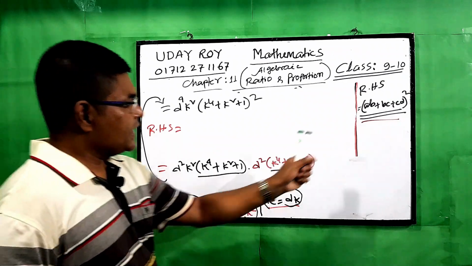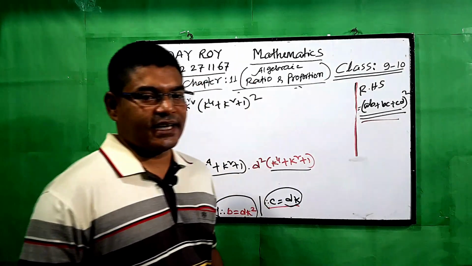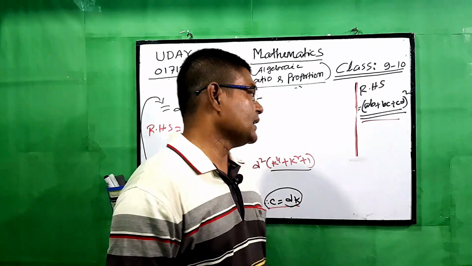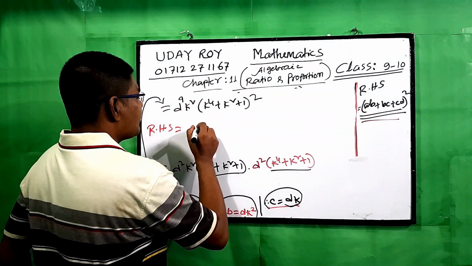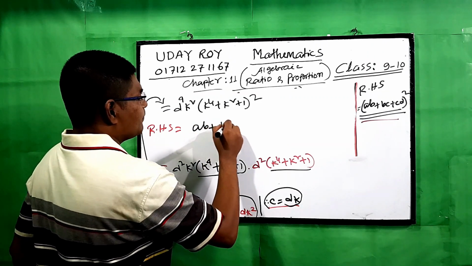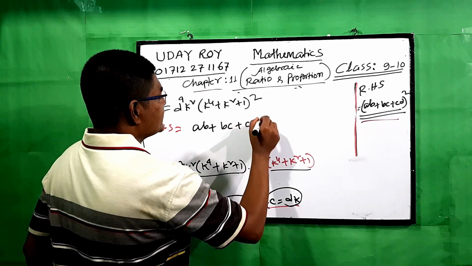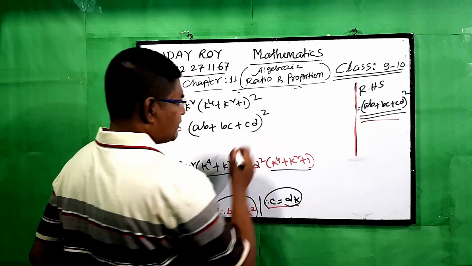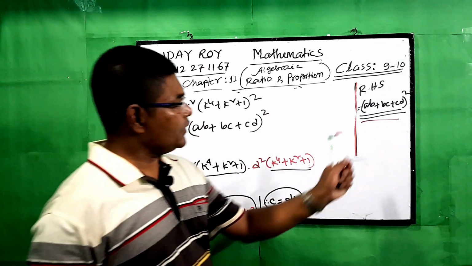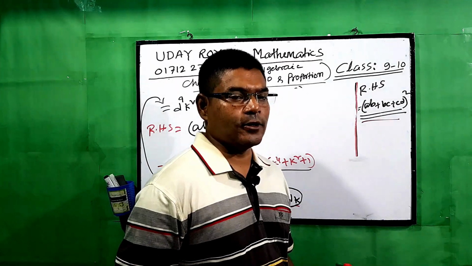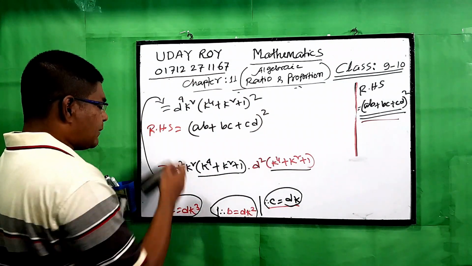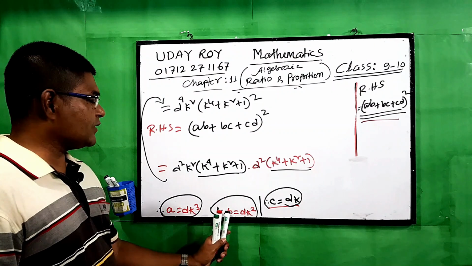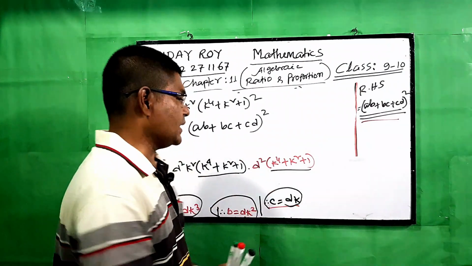So here is AB plus BC plus CD, AB plus BC plus CD. Now write AB, BC, CD. Note it: AB, BC, CD. Here is the whole square. Be careful. You have to follow AB, BC, CD. So now we have to put the values of A, the values of B, and the values of C.